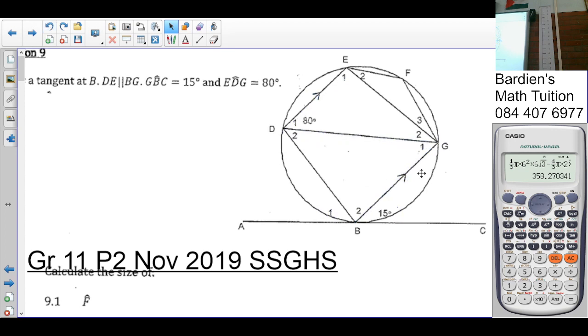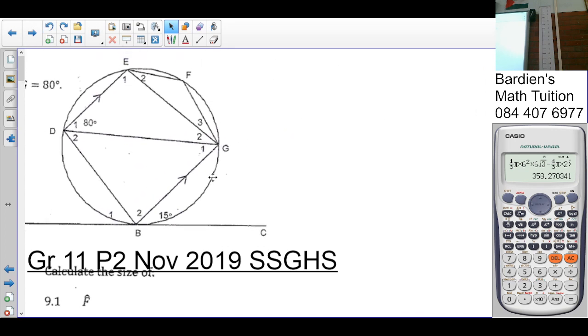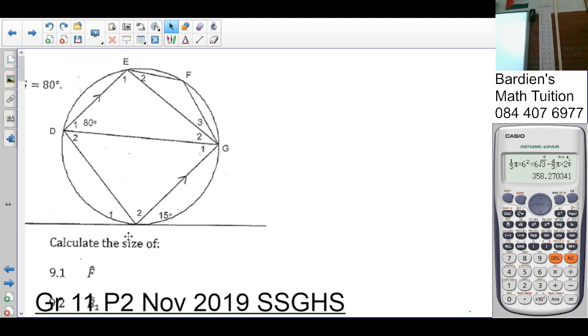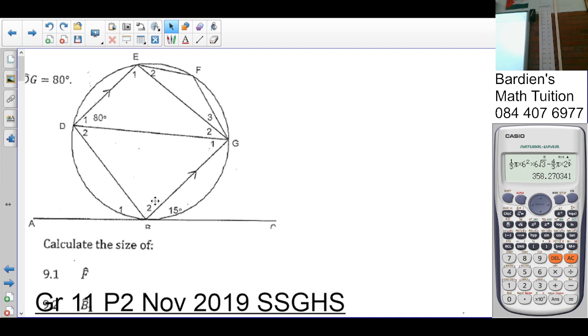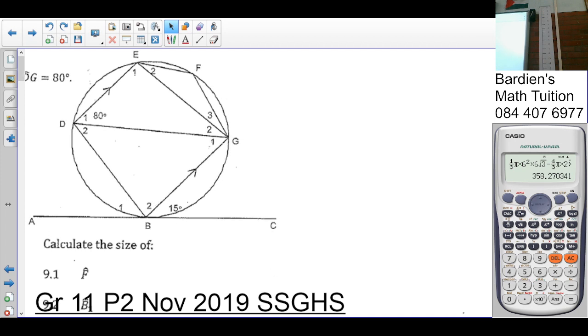So I'm just going to pull this over as the space is needed. So the question says, in 9.1, okay, so normally if it's a tangent, what I do is I put markings here, at least. So we are asked to calculate the size of angle F, for 2 marks. Now you see, what do you notice here? F for that angle forms a cyclic chord.